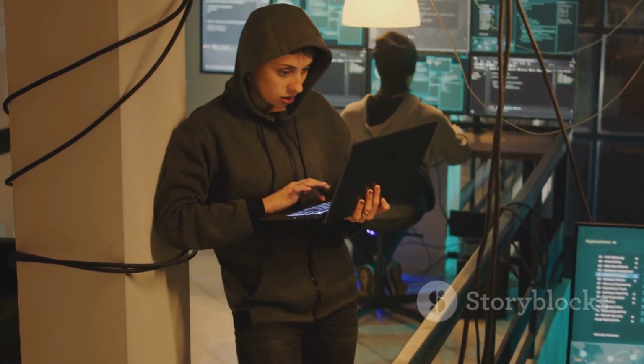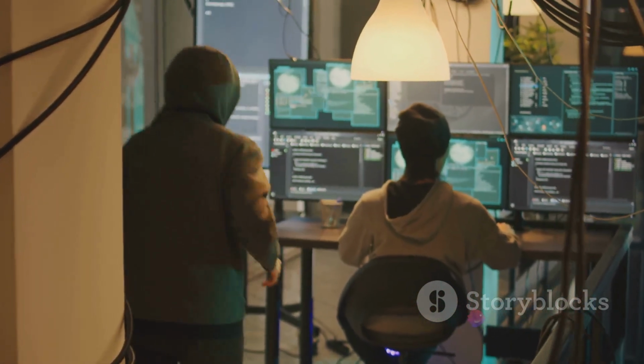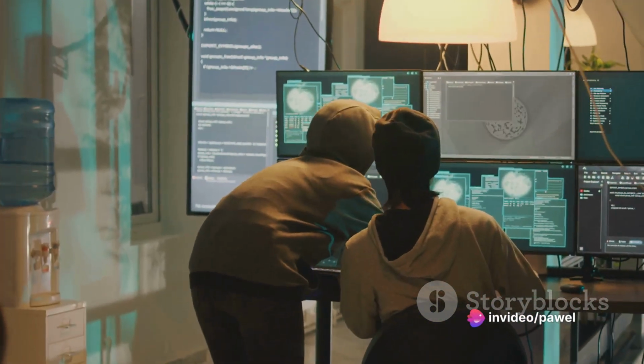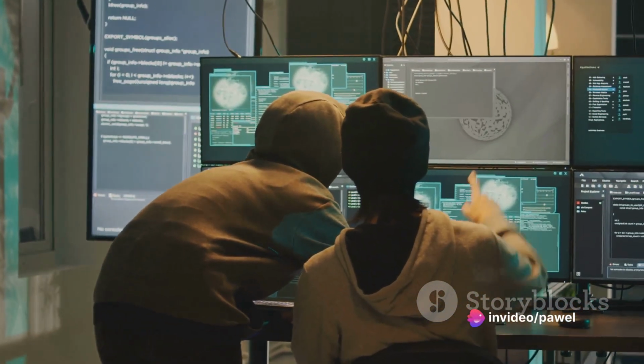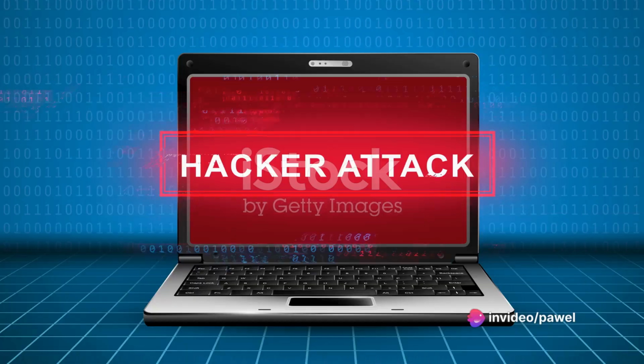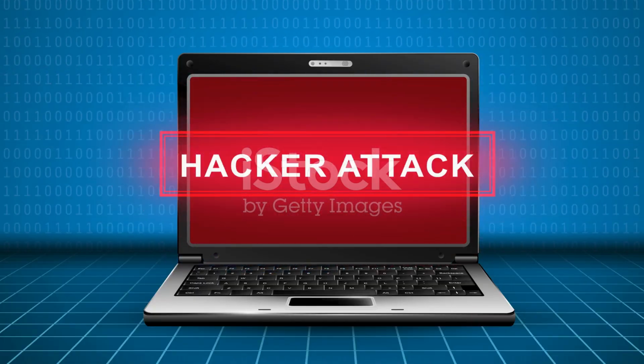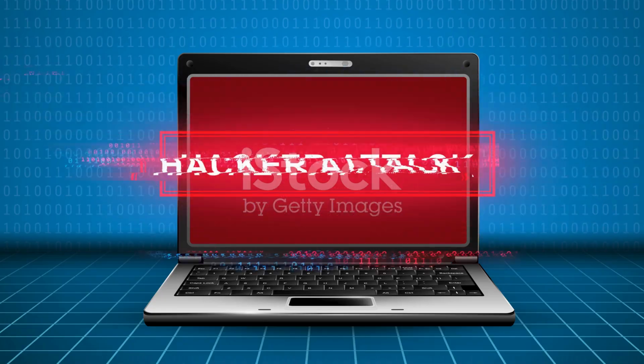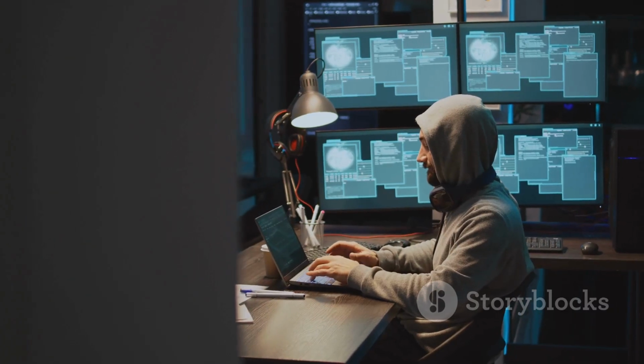And this is why maintaining session integrity is vital in cybersecurity. It's about ensuring that the conversation remains private and secure, and the participants are who they claim to be. But how do these session attacks happen? There are three main types that you should be aware of.